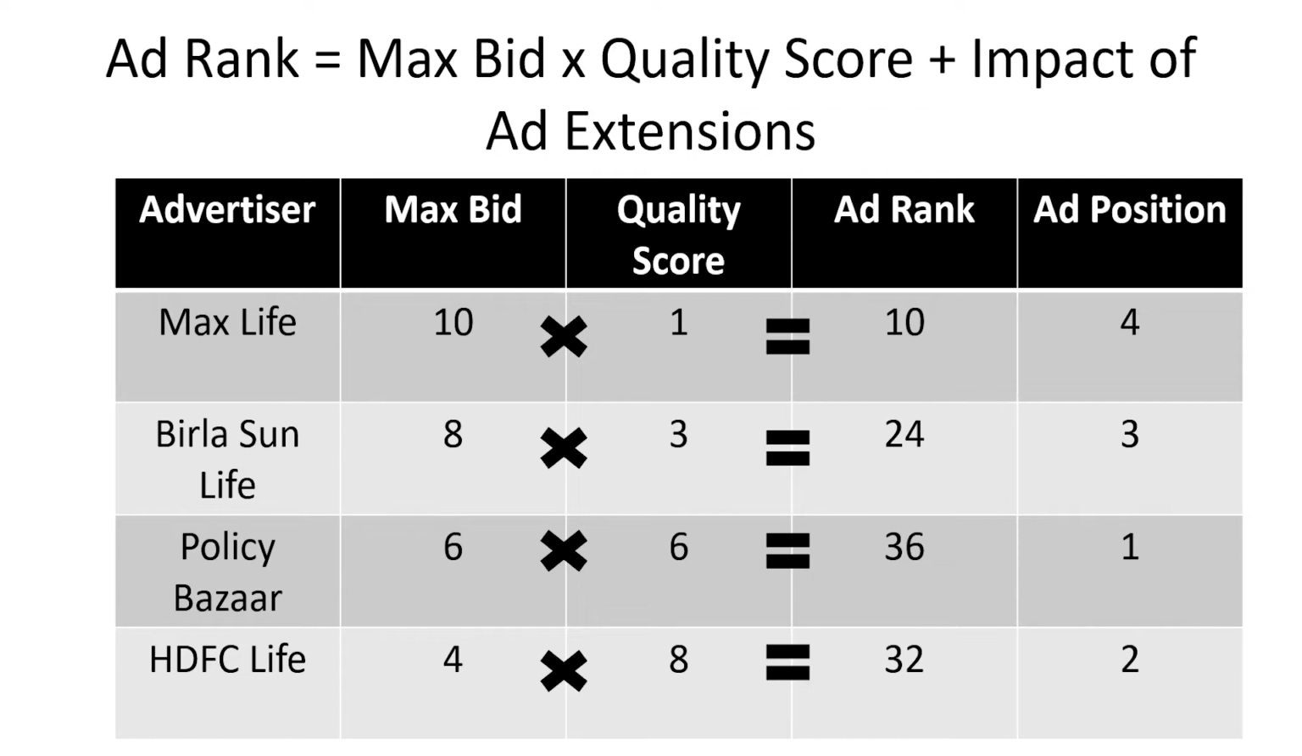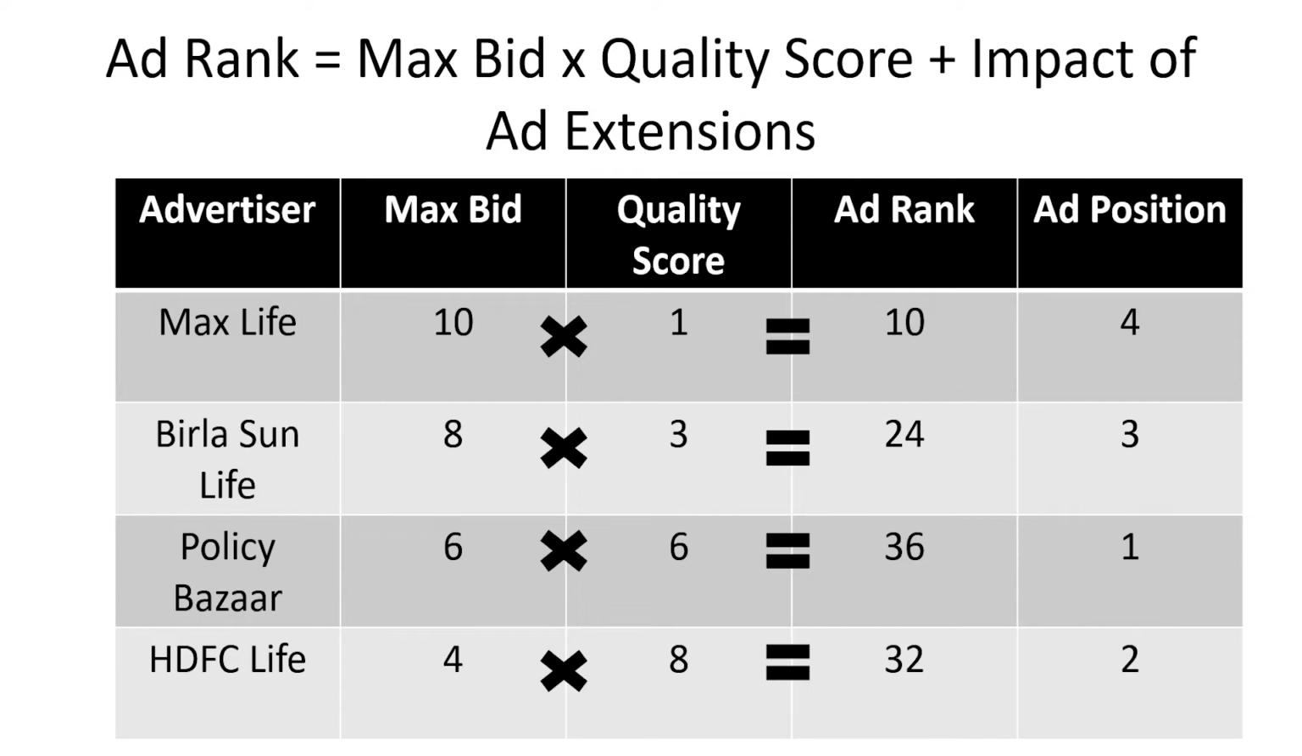It is determined mainly by their ad rank, and ad rank is nothing but the bid that you're putting for a specific keyword multiplied by the quality score for that keyword. So it is maximum bid multiplied by quality score plus certain ad extensions, and we will talk about ad extensions as we go ahead. But there are multiple ad extensions available, such as call extensions, message extensions, callout extensions, site link extensions, etc. And if you are using these extensions in your ad, then again there is a better chance to get a higher ad rank.